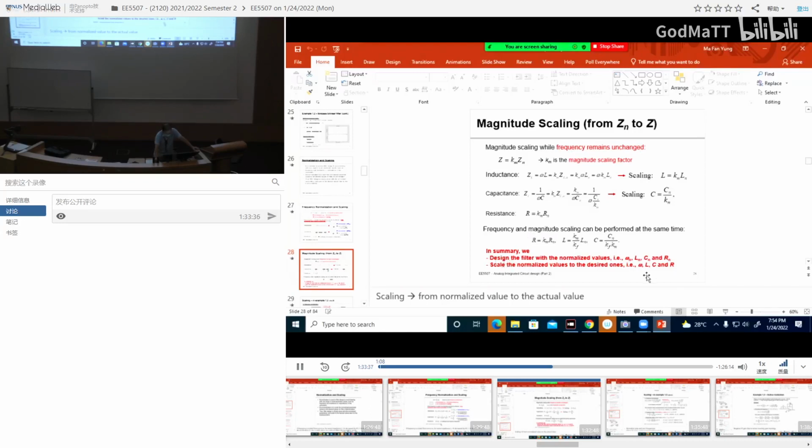So basically the summary is this. When we design a filter, we will start the design using normalized values: omega n, Ln, Cn, Rn. And then after we finish the design using normalized values, we will then scale it to the actual values that we need or we can use. That is the simple concept. And we'll see this later in one of the examples.